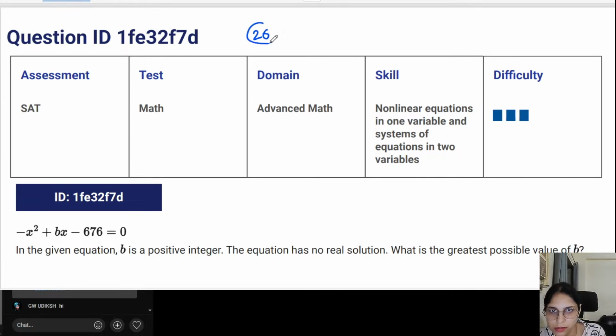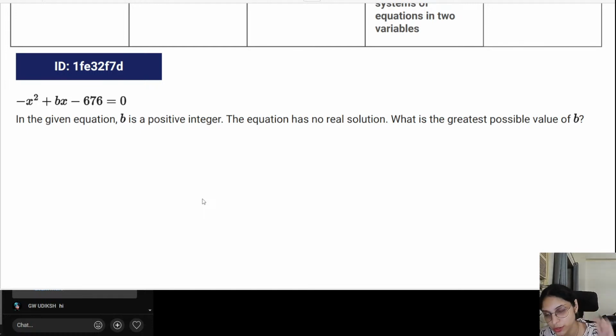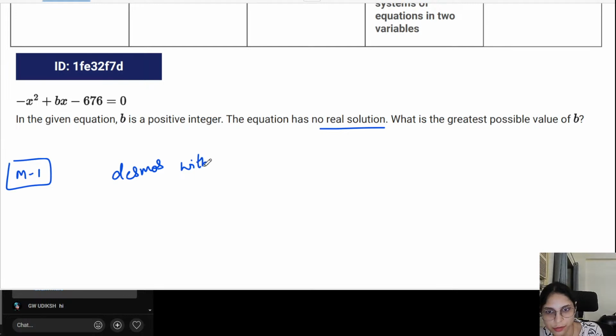26. Negative x squared plus bx minus 676. The equation has no real solution. What is the greatest possible value of b? I will show you slider. I'm not very big fan of it because it gives me headache of guessing things. You're attempting for an exam. Try to get the real answers. But anyways, I'll be showing it to you as well.